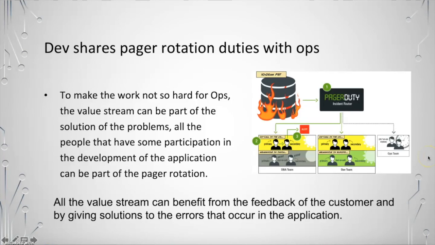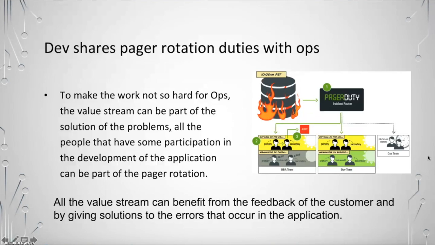Developers share pager rotation duties with operations. Operations engineers downstream may have some problems when they are making the application release. Many errors can appear during this process. Sometimes part of the team doesn't know about the failure that occurred in the application, so the error can continue to appear in operations.